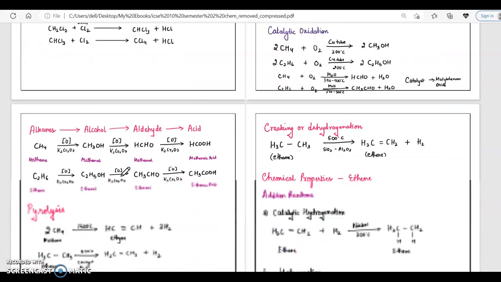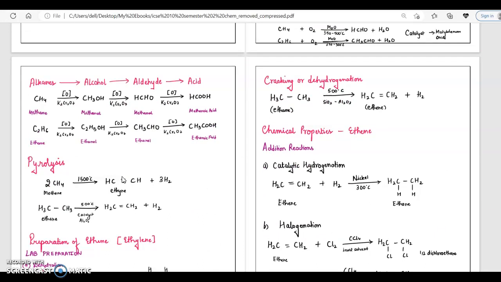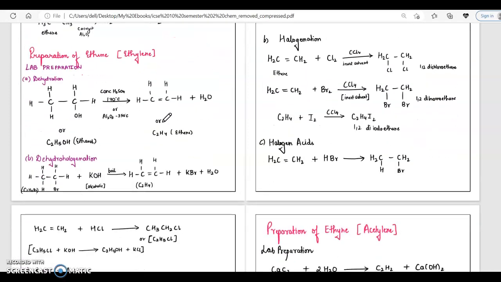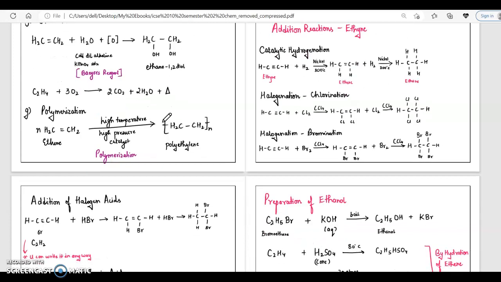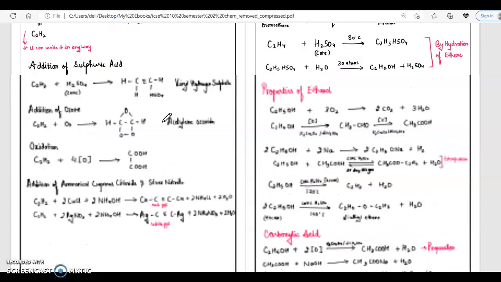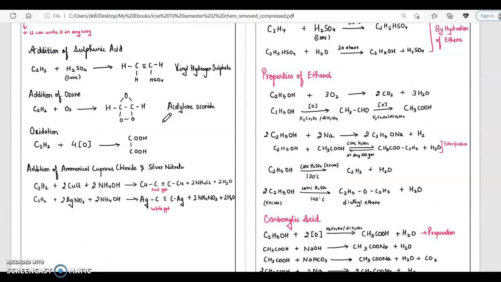Organic chemistry reactions and conversions: how to convert alkane to alcohol, aldehyde, and acid. We have to use potassium dichromate, and when we add oxygen, it gets oxidized and this is formed. Pyrolysis, an important reaction. Then catalytic hydrogenation. I can't tell you which one is important in this particular topic, because each and every reaction is important. Have a look at the previous year questions. You'll get an idea.